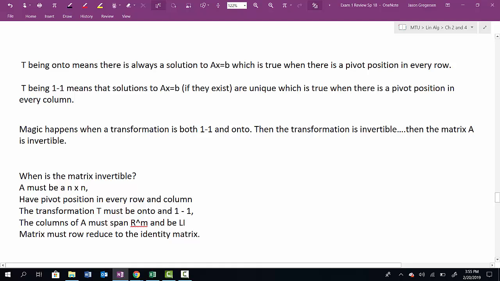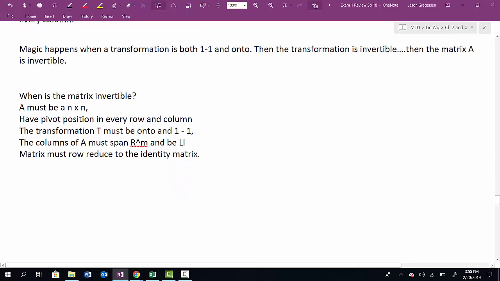So when is the matrix invertible? Well, you've got to have a square matrix. There has to be a pivot in every row and every column. It only happens together as n. The transformation has to be onto and 1 to 1. The columns must span the space and be linearly independent. And the matrix must row reduce to identity. So those are all the things from the invertible matrix theorem, essentially, that we talked about at the beginning.